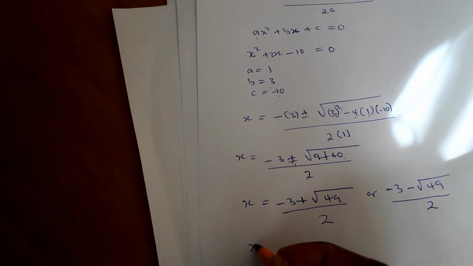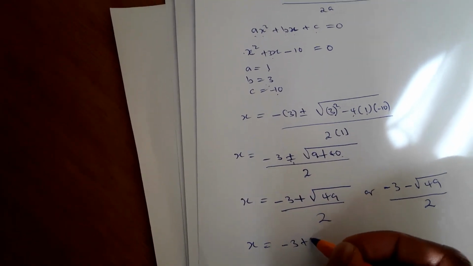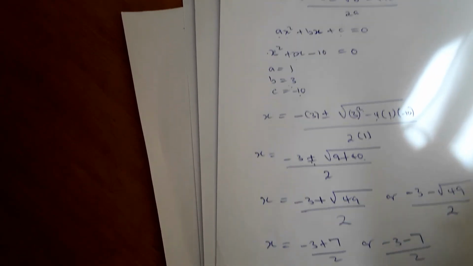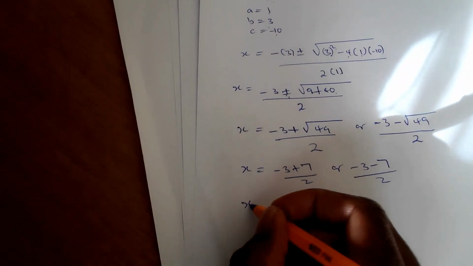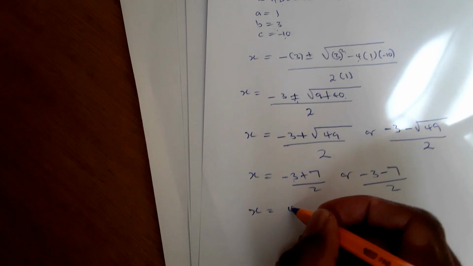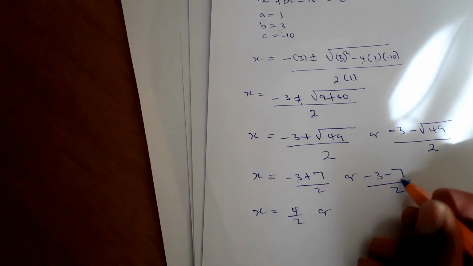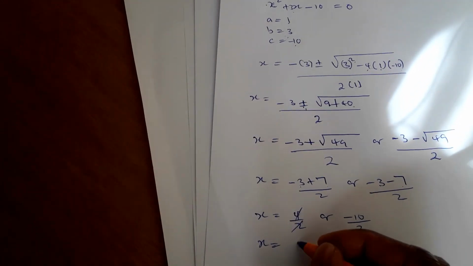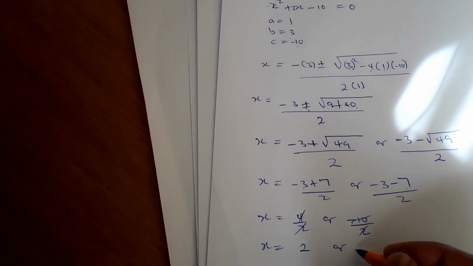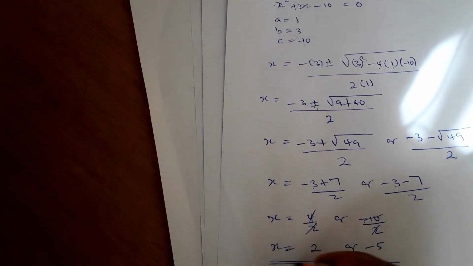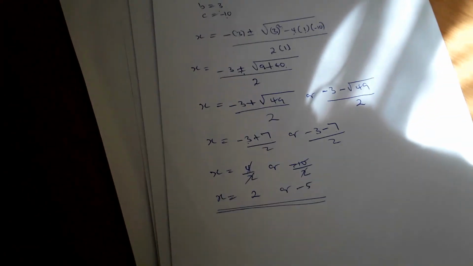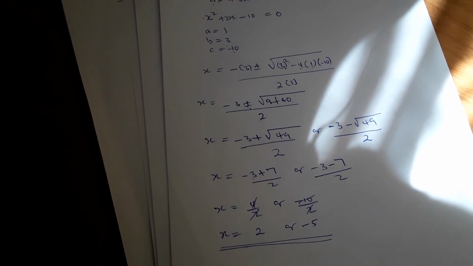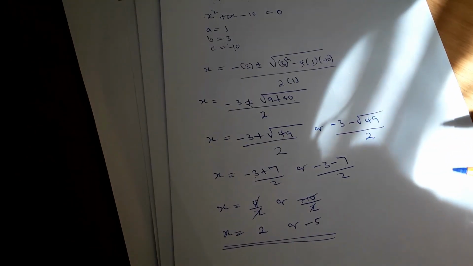So then we have x equals minus 3 plus 7 over 2, or minus 3 minus 7 over 2. This becomes x equals minus 3 plus 7 we get 4 over 2, or minus 3 minus 7 we get minus 10 over 2. Then x equals 2 into 4 we get 2, or 2 into minus 10 we get minus 5. So we have solved our quadratic equation using the quadratic formula, and we have also used the factorization method, and we have seen that we get the same answer.